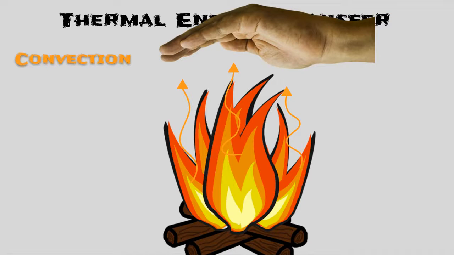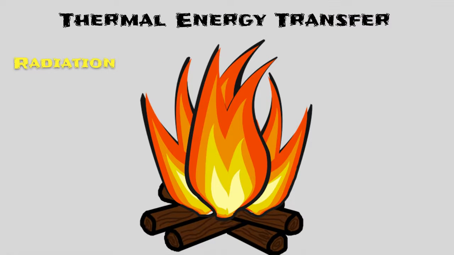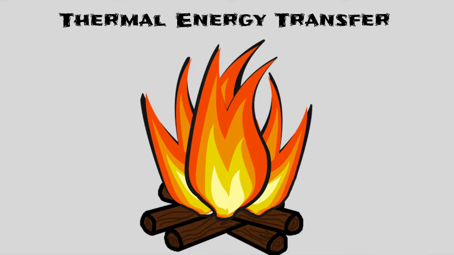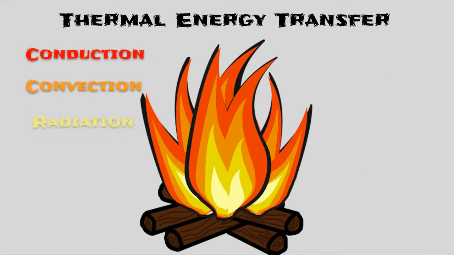You can feel it when you put your hand over something, and you can feel the heat rising off of it. And radiation, it's electromagnetic waves, and the heat is moving in all directions away from it, and you can feel it like a campfire when you're sitting beside it. You don't have to touch it, but you can feel the heat. And that's it. We have conduction, convection, and radiation.